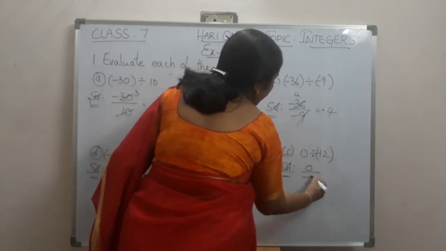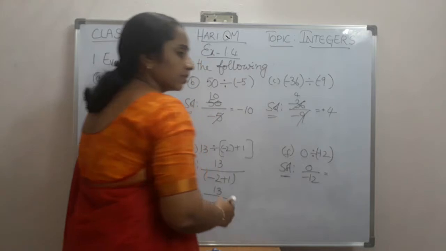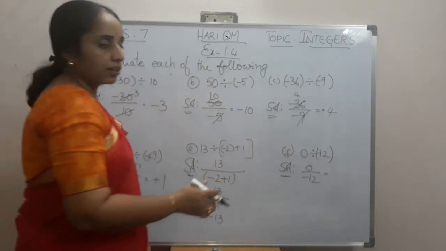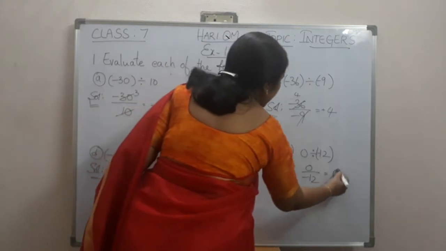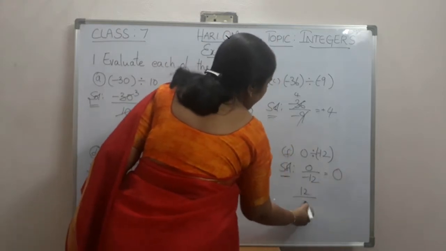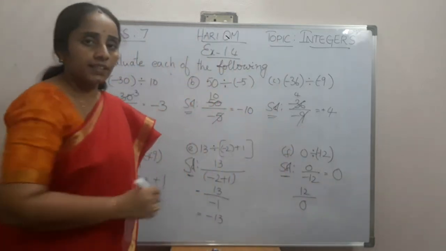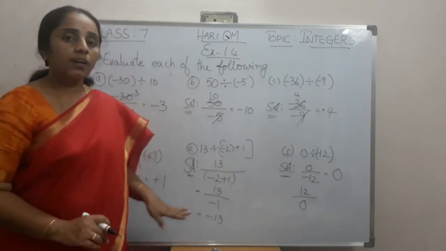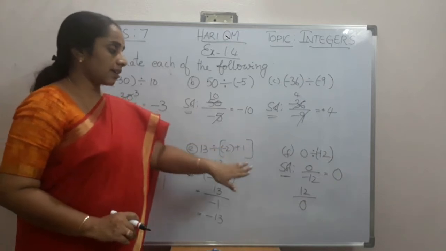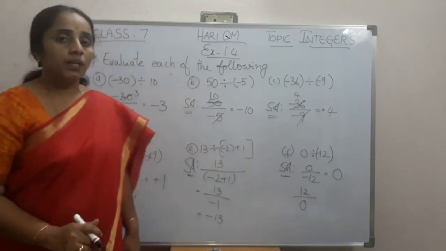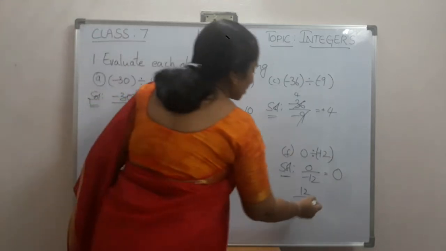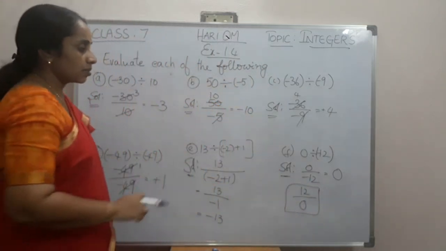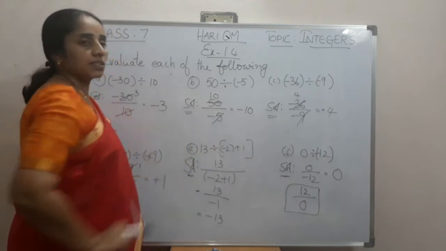Zero divided by minus 12. As you know, 0 divided by 12 is 0 only. But in case of 12 divided by 0, I already discussed in previous classes, division by 0 we can't determine. This is an indeterminate form. We can't define such type of division. So 0 by minus 12 is 0.